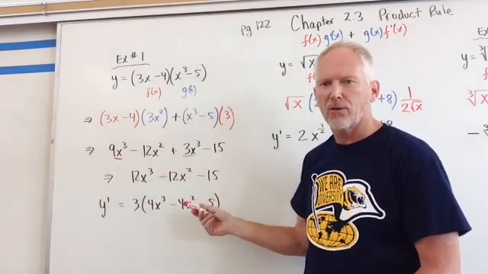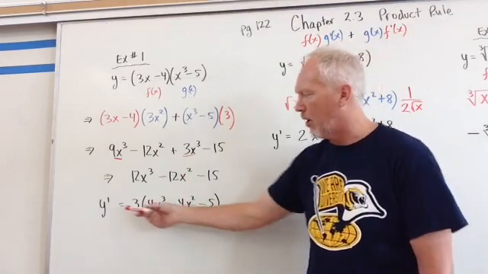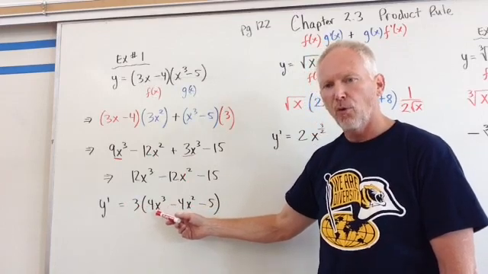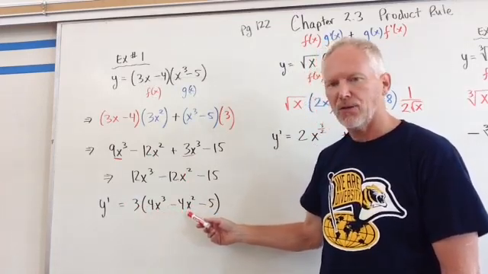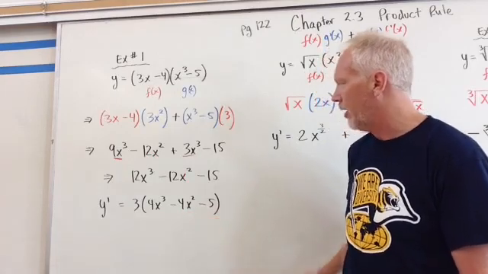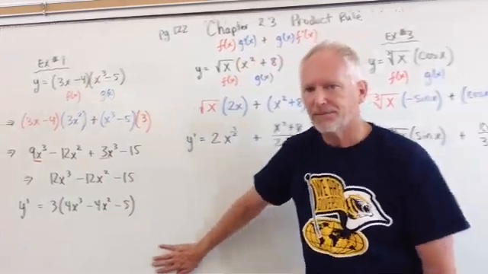We notice that there's a factor of 3 that could be factored out, so our final y prime is 3 times the quantity 4x cubed minus 4x squared minus 5. All right, on to the next one.